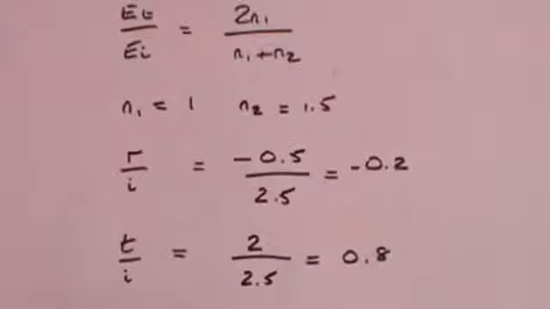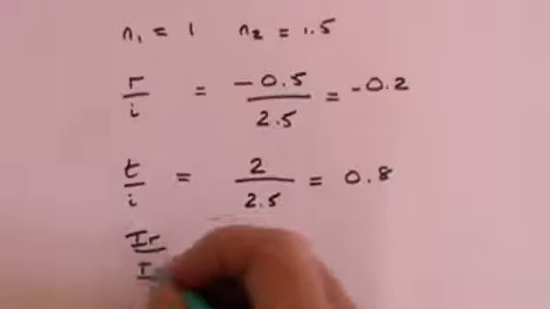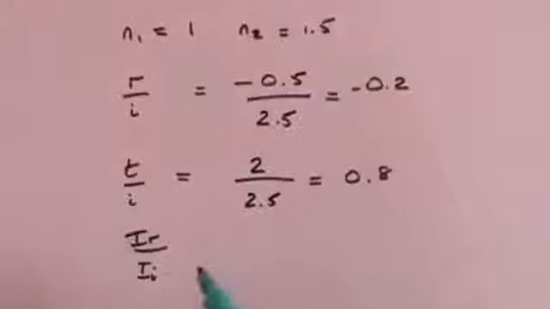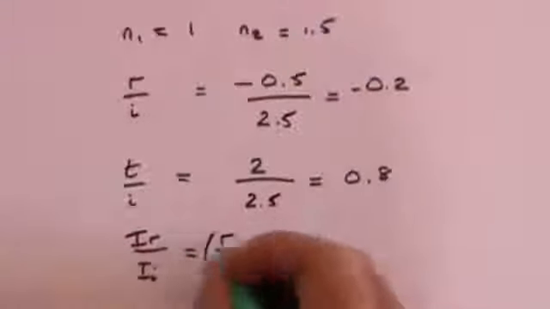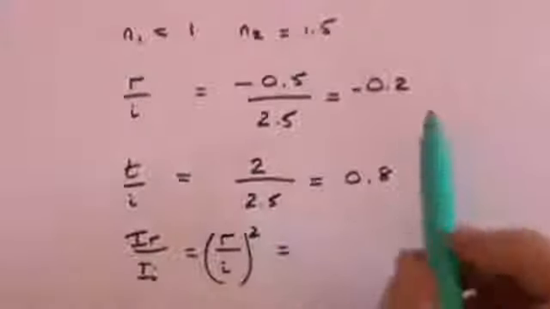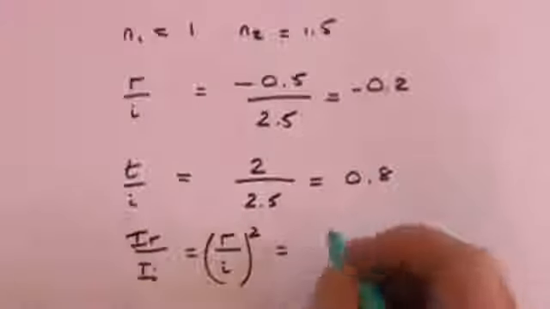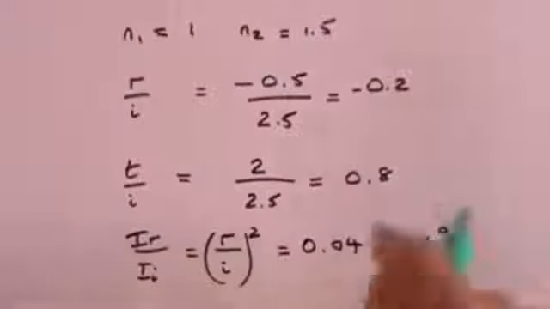But those are the E vectors. You'll remember that with the pointing vector we showed that the intensity of the radiation is proportional to E squared. So if we want the intensity of the reflected wave compared to the intensity of the incident wave, we're going to need the R over I term here squared. And minus 0.2 squared is 0.04, which is 4%.